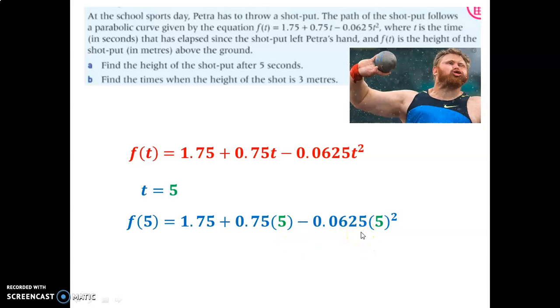So what is it? Okay, that height is 3.9375 meters. So hopefully you're able to punch that in correctly in your calculator to get that value. So again, the height at 5 seconds is this.